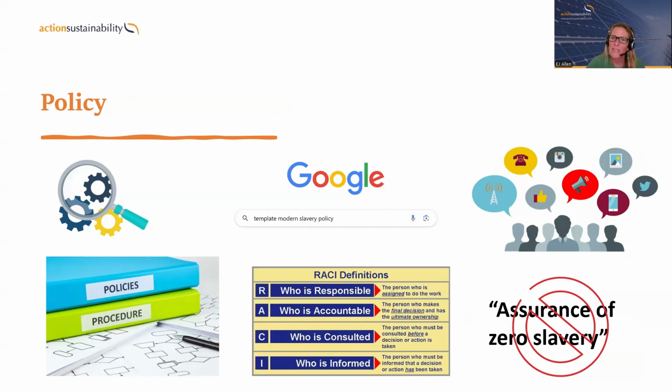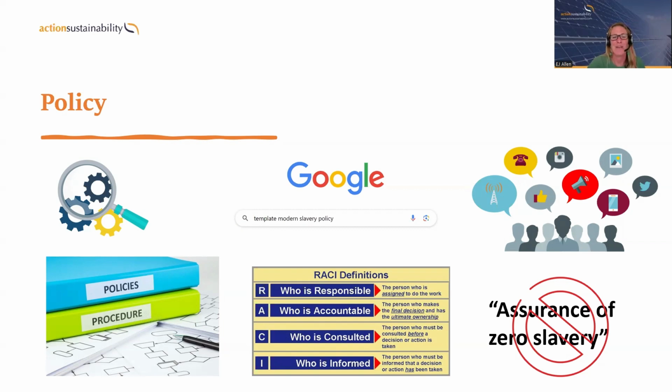Your modern slavery policy should be a forward-looking document tailored to your organisation. It should set out the ambition, the direction of travel in relation to modern slavery, and ideally, it should have an implementation plan next to it, the how, including a RACI matrix. So, who's responsible, accountable, consulted, and informed. If you're using standards or frameworks, these should be in your policy. Lots of policies look a bit like a cut and paste job.